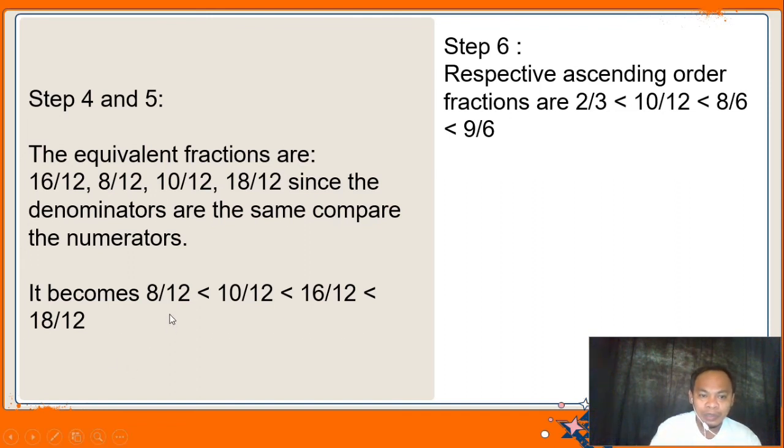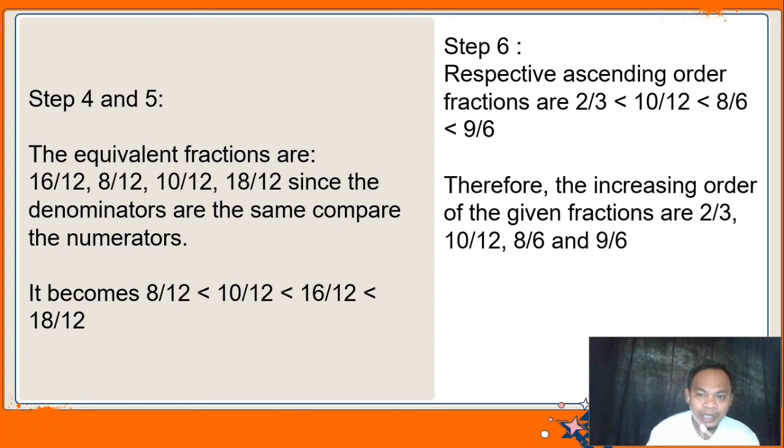And then for step 3, respective ascending order fractions are, okay, replace natin yung given fraction. Sa 8 over 12 is equivalent to 2 over 3. Then 10 over 12, and then si 16 over 12 ito po sa 8 over 6, at saka si 18 over 12, ito po sa 9 over 6. Okay, so therefore, the increasing order of the given fractions are 2 over 3, 10 over 12, 8 over 6, and 9 over 6.